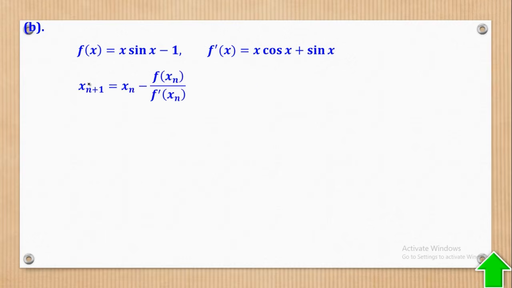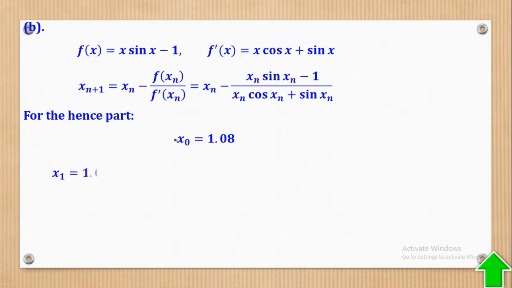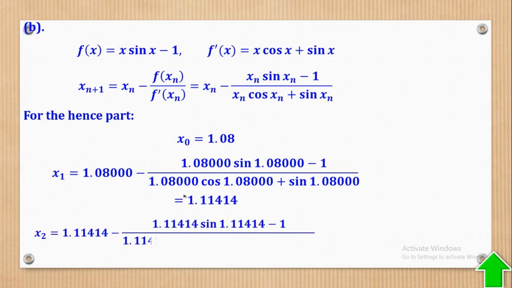The next is to quote the formula for Newton-Raphson method and substitute for f(x) and f'(x), but this time there is x_n. So after that, since they didn't tell us to show or to prove, we stop at substituting and we go to our hence part. So x naught, we got it from the graph and it was 1.08. Therefore we shall use it to get x1, which is that. Then we use x1 to get x2.